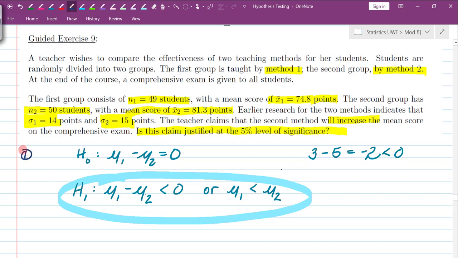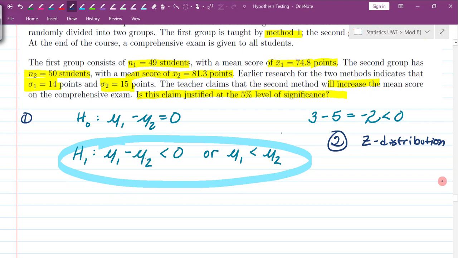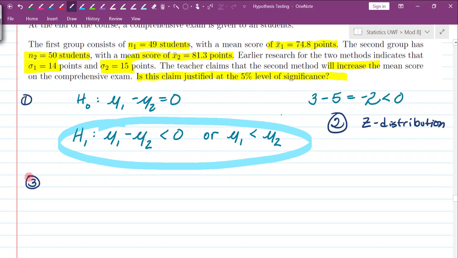Step number 2, what distribution are we using? Well, we've been given the population standard deviation for both populations, so we are on the Z distribution. Step 3 is our critical value. We are at a 5% alpha level, and you can see we are a one-tailed test. It's a left-tailed test, so our Z value is going to be negative. So Z star is going to be negative, and I'm going to have 5% or 0.05 in the left tail.